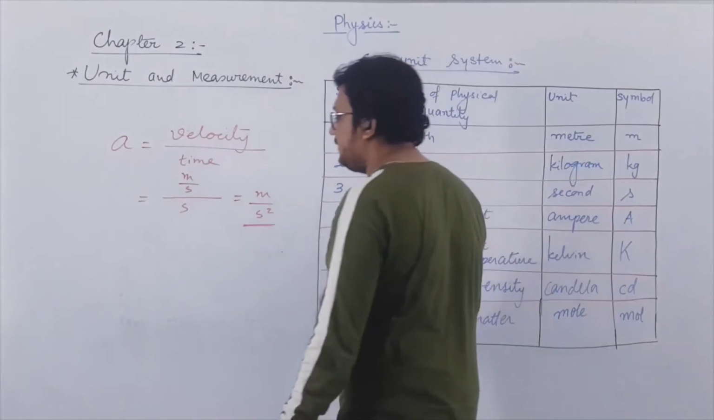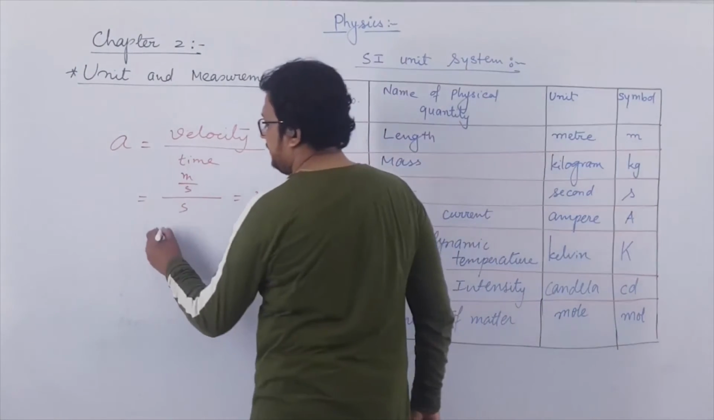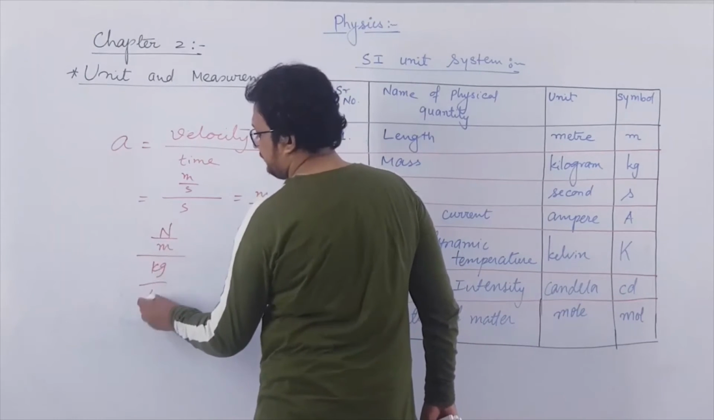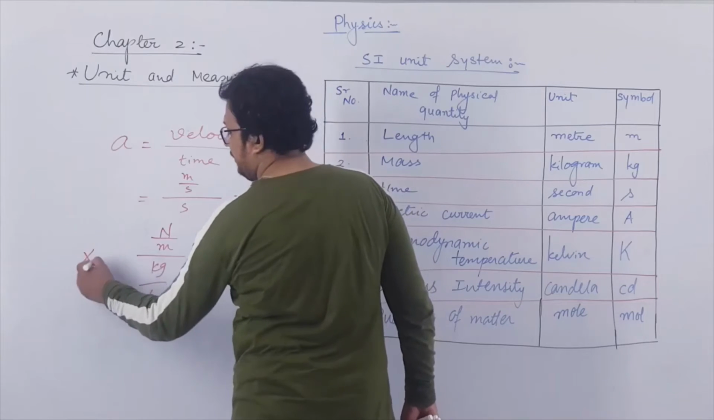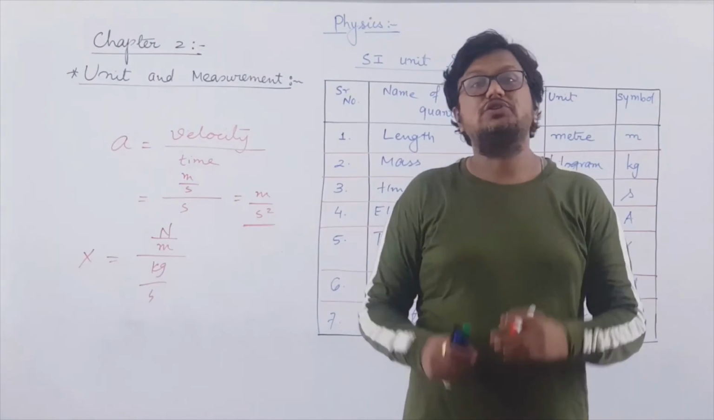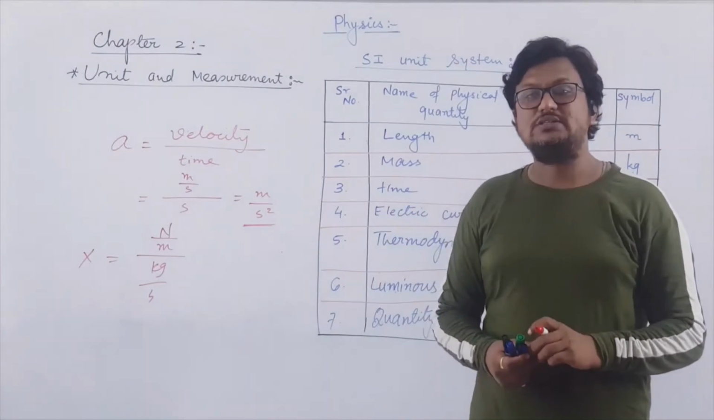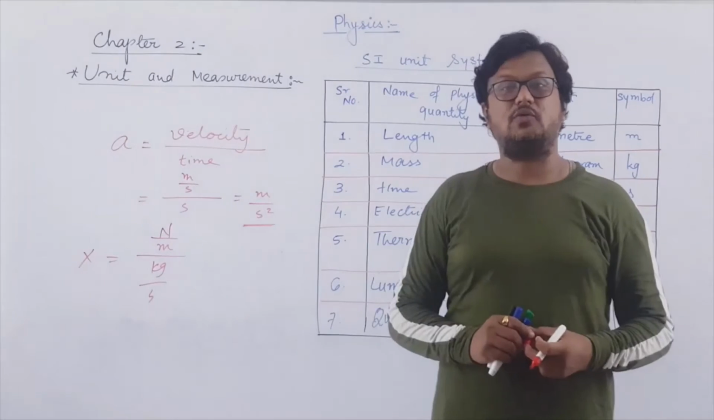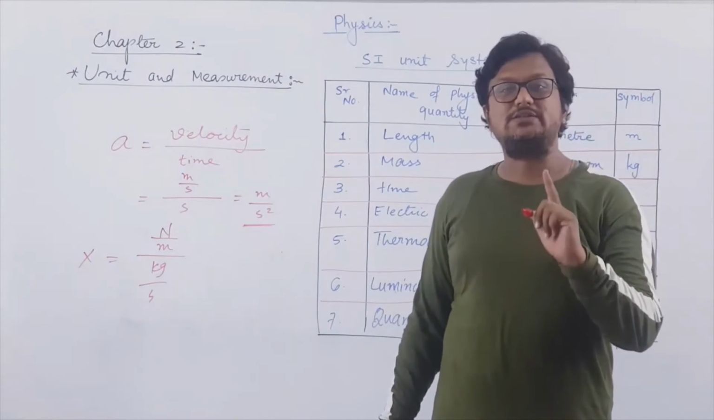Let us say we have an unknown physical quantity x which has the unit Newton per meter per kg per second. So this is a ratio of ratios. This is how we cannot write the unit of a given physical quantity. It should have only one ratio, a single ratio.